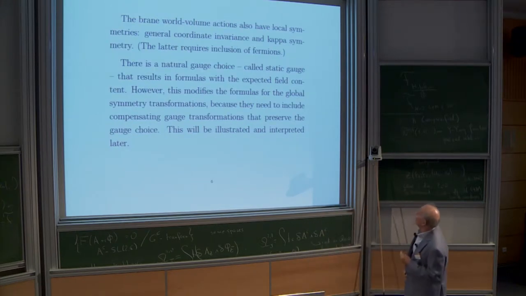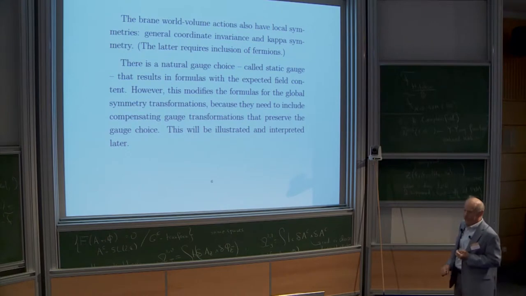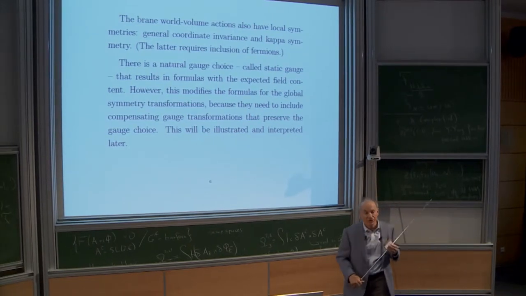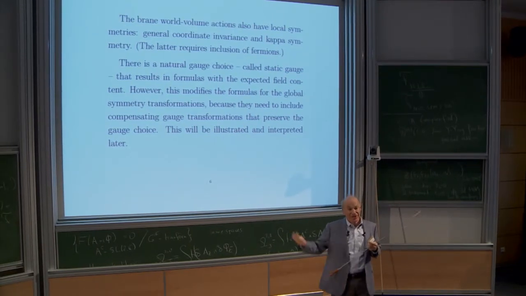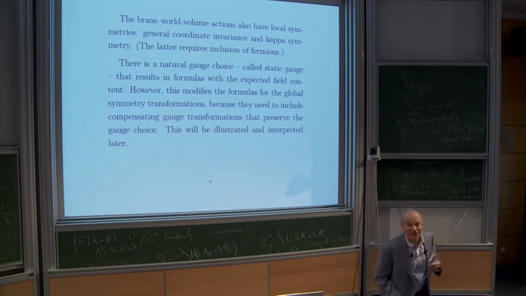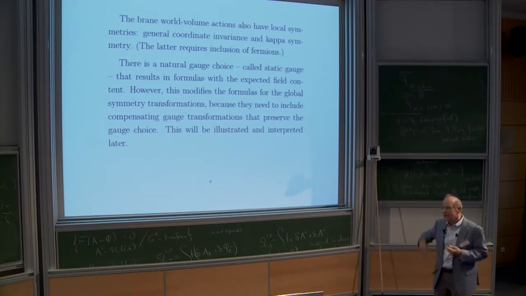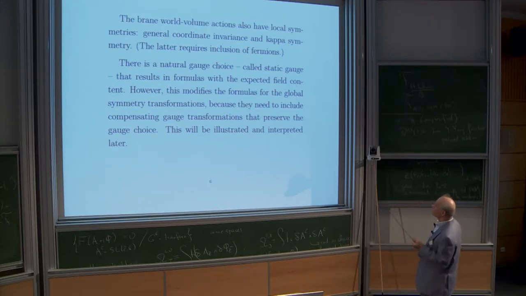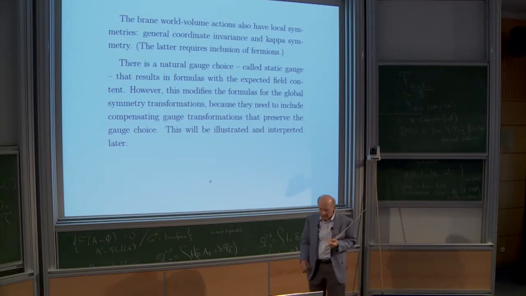So the brane world volume actions have local symmetries. They have general coordinate invariance. This is familiar with all brane stories, starting with the Nambu-Goto formula for the string, where you made a reparametrization invariant formula when you write down the area of the world sheet, which doesn't depend on how you parameterize the world sheet. And that generalizes to all these branes. And they have something called local kappa symmetry. But that only becomes relevant when you include fermions, and I'm not going to be describing that.